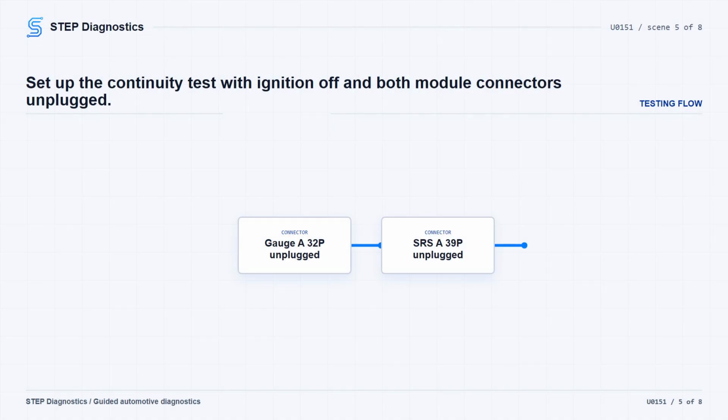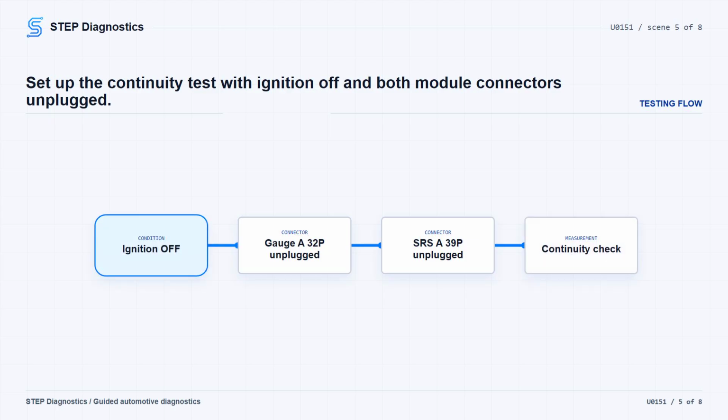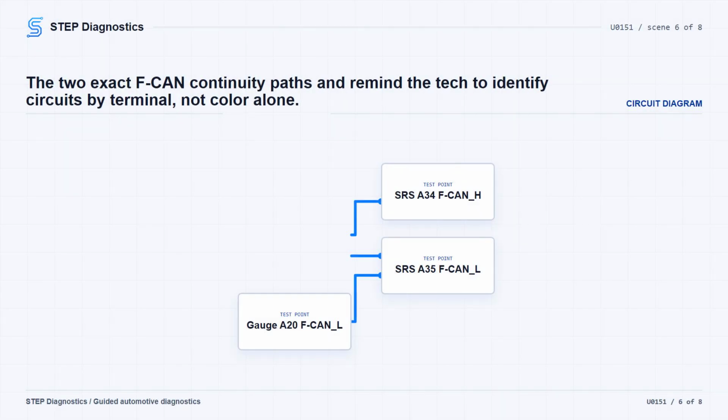With the ignition in LOCK 0, or the vehicle in OFF mode, disconnect gauge control module connector A, the 32P connector, and SRS unit connector A, the 39P connector. Check continuity through each FCAN leg. For FCAN H, check between gauge control module connector A, 32P No. 19 WHT, and SRS unit connector A, 39P No. 34 WHT, with the asterisk noted for that SRS circuit.